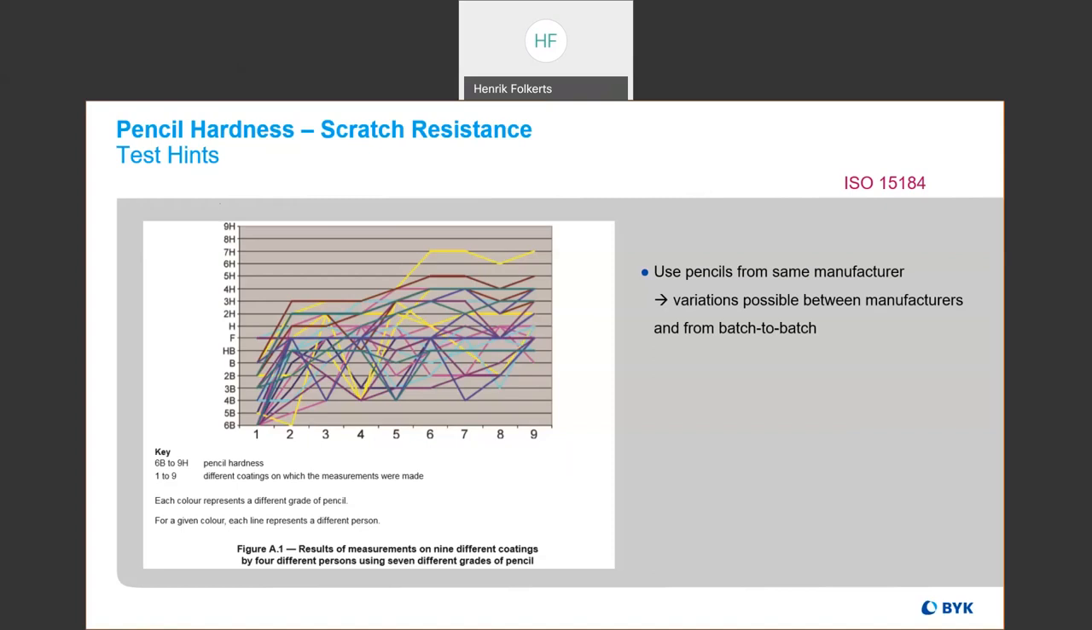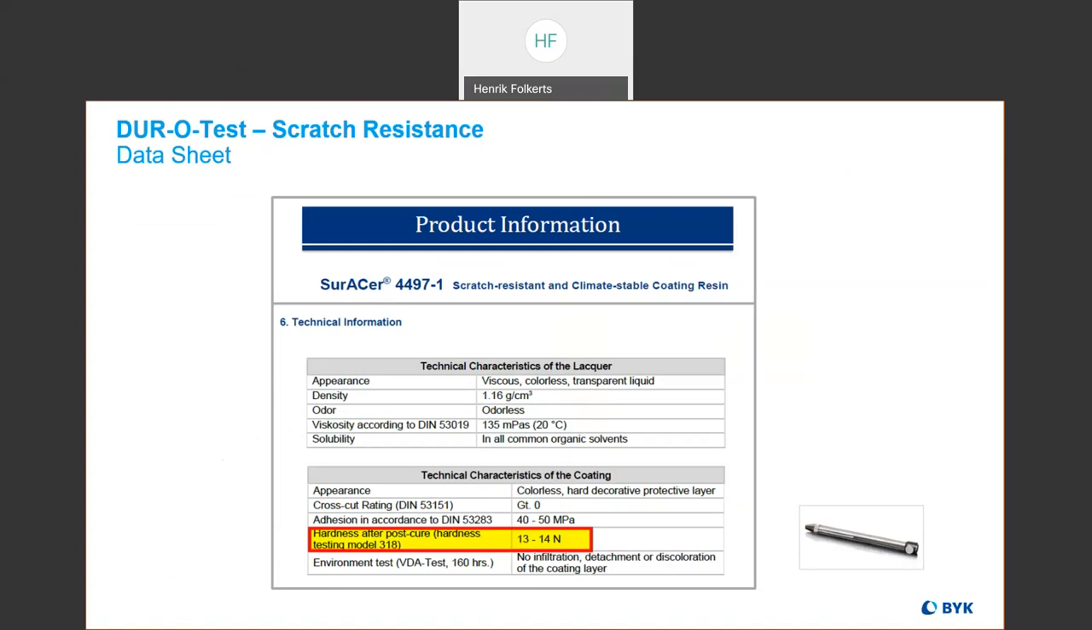Okay, moving on to the next hardness test. The Duro test is a more accurate method for scratch resistance. Now the scratch is not done with a wood pencil, but with a metal needle.